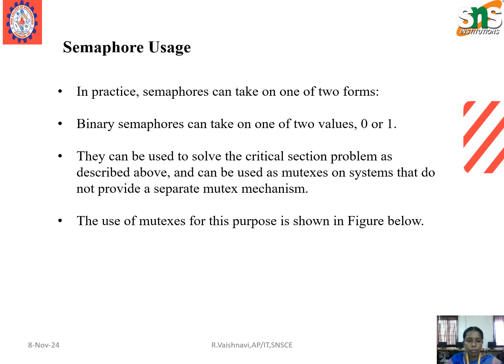Next one, semaphore usage. In practice, semaphores can take on one of two forms. Binary semaphores can take on one of two values, that is 1 or 0, and they can be used to solve the critical section problem as described above, and can be used as mutexes on systems that do not provide a separate mutex mechanism. The use of the mutex for this purpose is shown in the given figure.